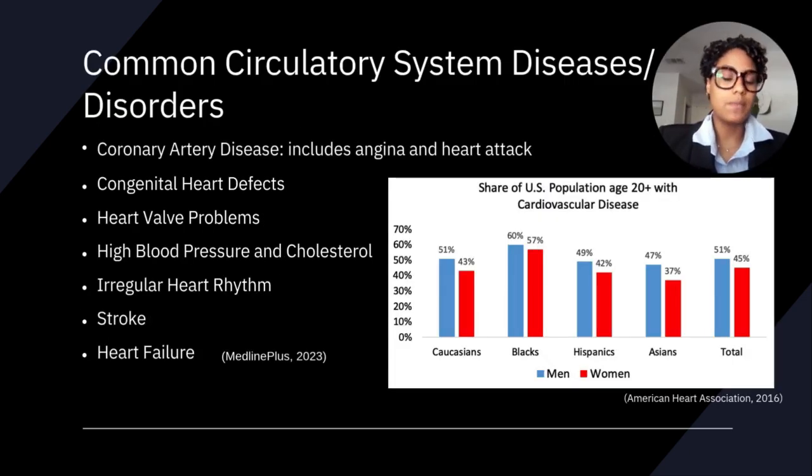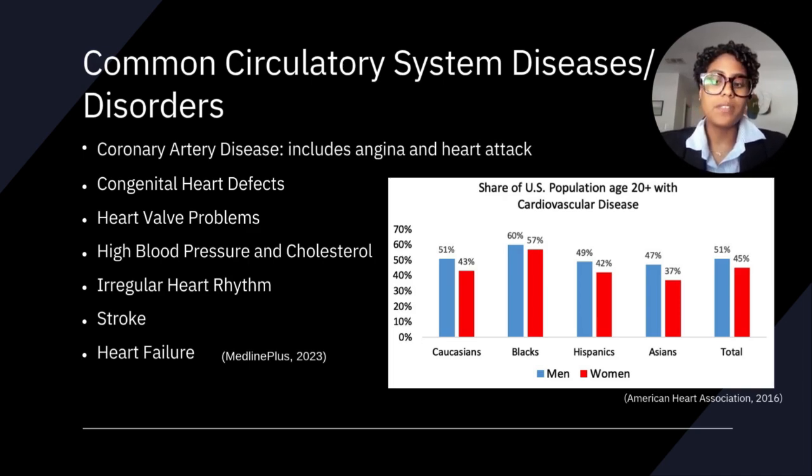Common circulatory system diseases and disorders. First, we have coronary artery disease. This includes angina and heart attack. Angina just means chest pain. Congenital heart defects include infants. This starts whenever you're born. You are born with this. This usually involves an infant being born with a hole in their heart of any form, or maybe a hole through the muscle or through a ventricle that is making blood leak through it.